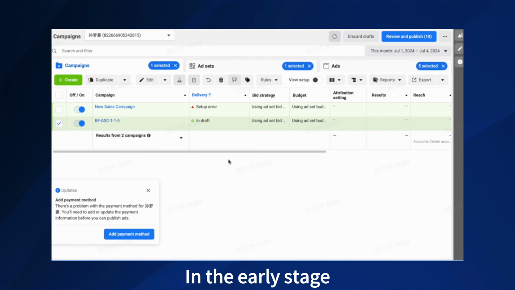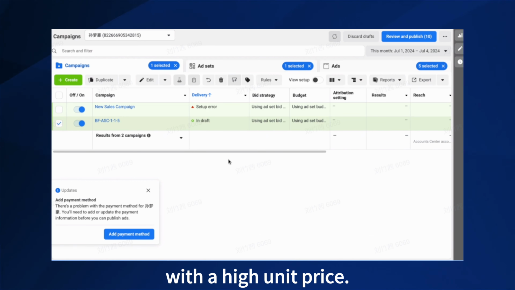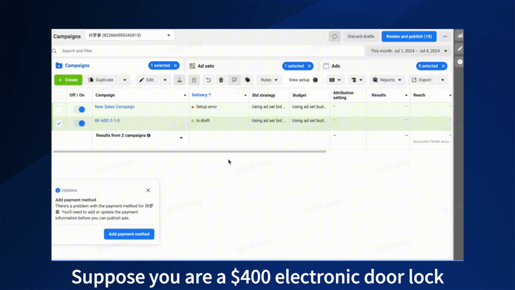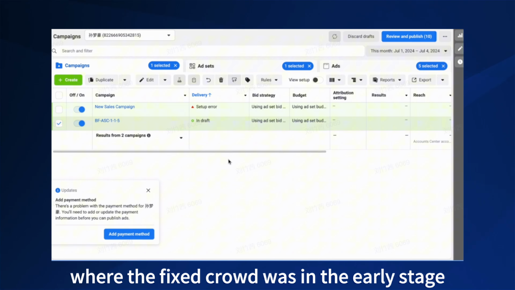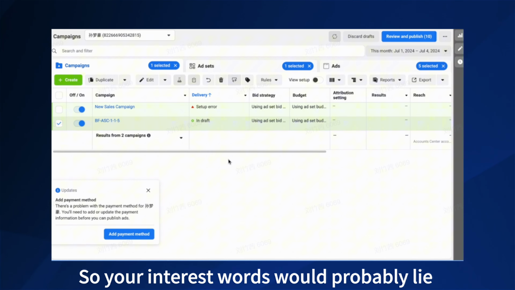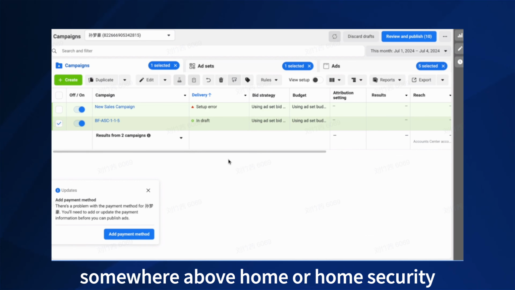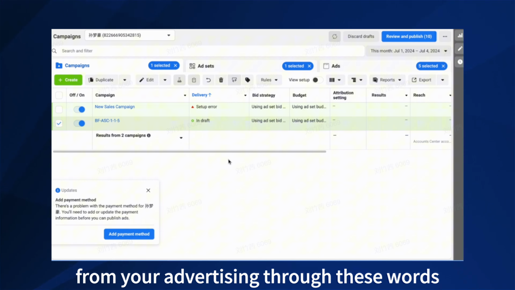In the early stage, for example, you invested in a product with a high unit price. Suppose you are a $400 electronic door lock. Then you didn't know where the fixed crowd was in the early stage, so there must be interest words running. So your interest words would probably lie somewhere above home or home security. Then you will gradually accumulate some data from your advertising through these words.